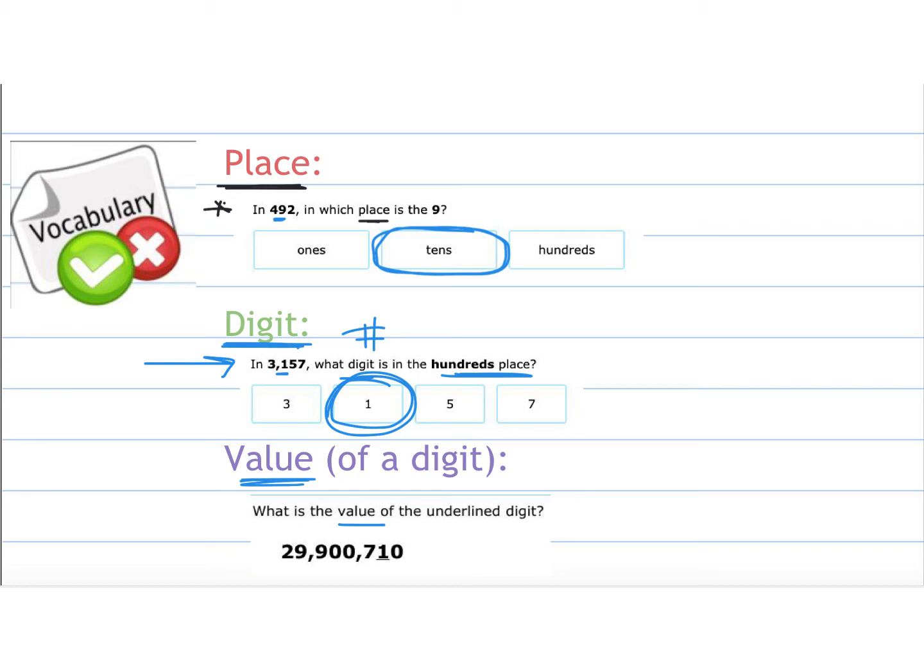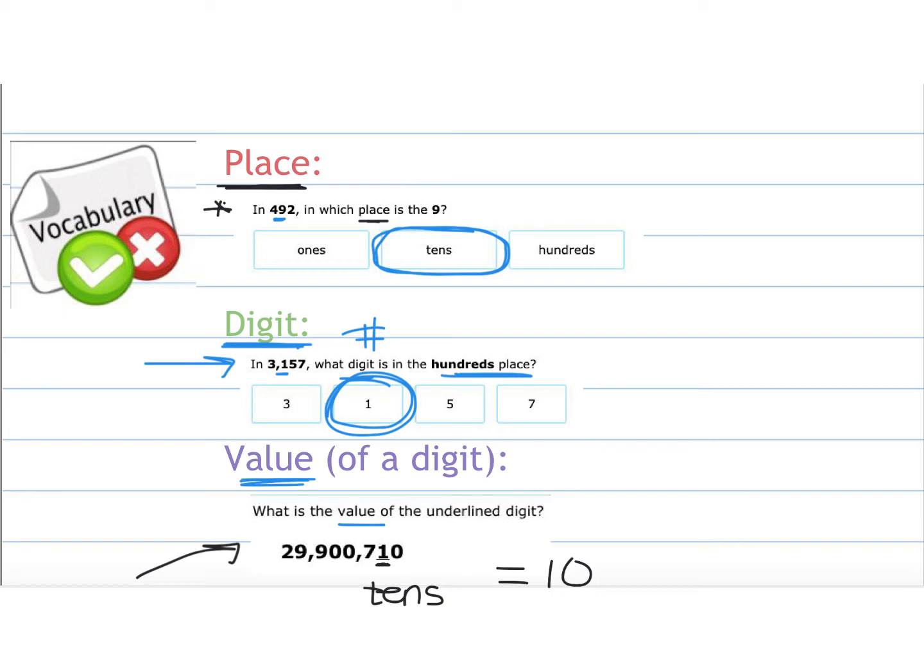So first of all, this number right here, we would say it as 29,900,710. So the underlined digit, we can see the 1 is in the tens place, and there's only 1 in that place. So 1 ten would equal 10. And I'm going to show you another number so I can show you a different value. So the value of the 1 would be 10.